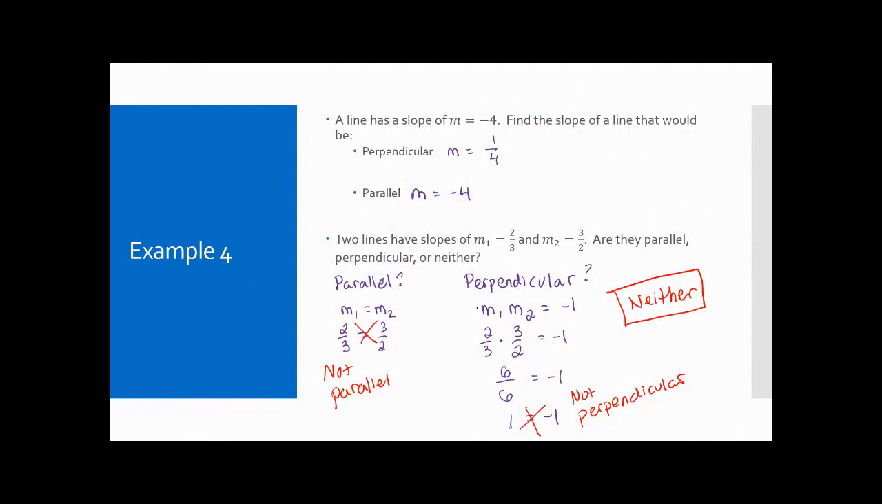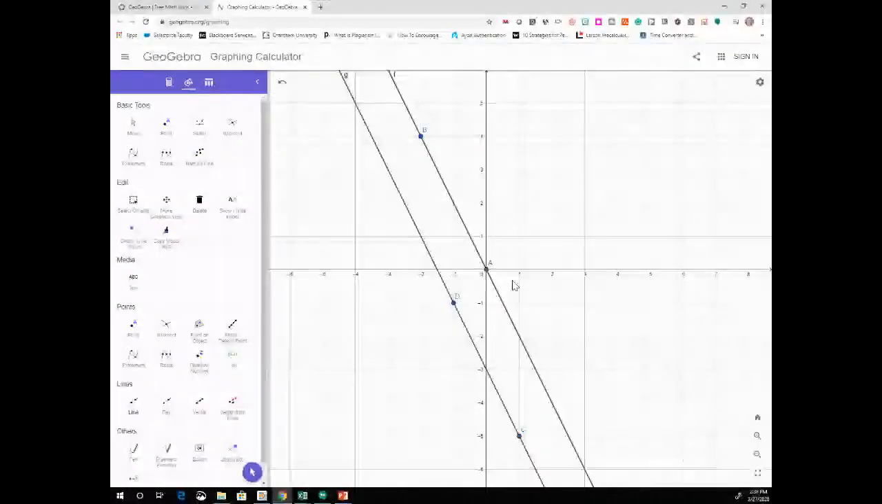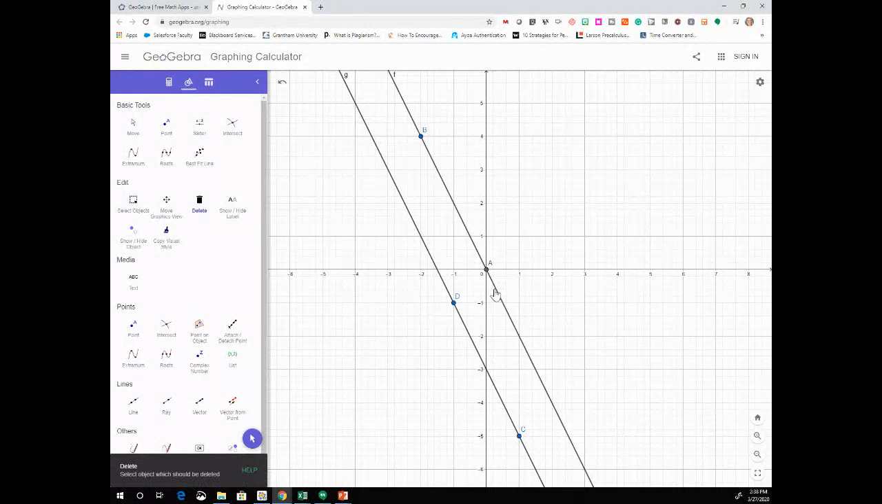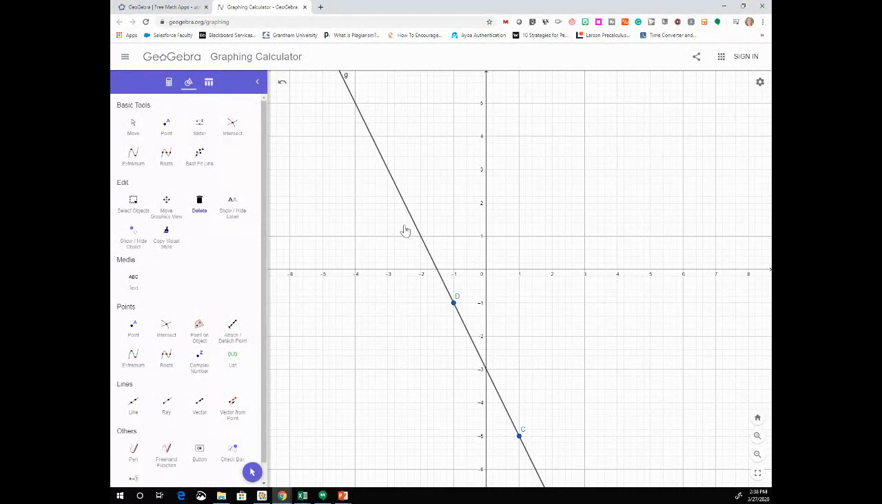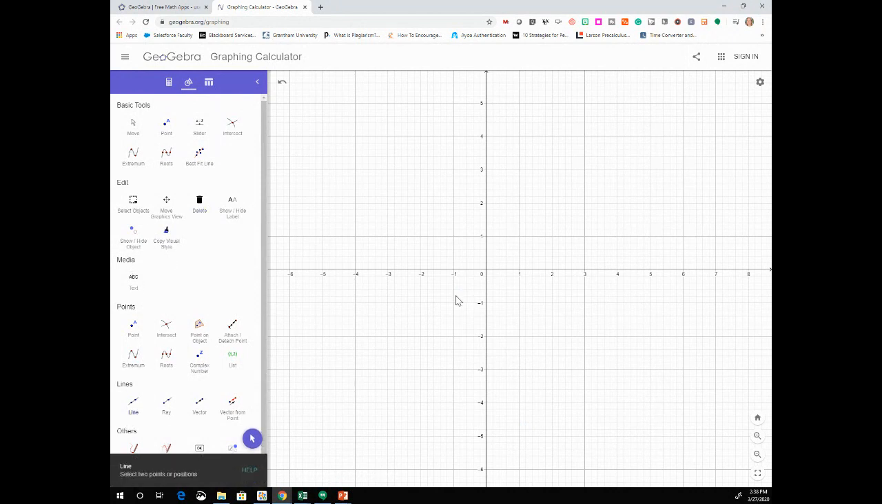Let me graph. Let's see. I don't have the lines here. I can show you one with neither, though, with these slopes. It works better when you have ordered pairs, but I can make it work. So I just need to delete these. I'm going to just start anywhere.